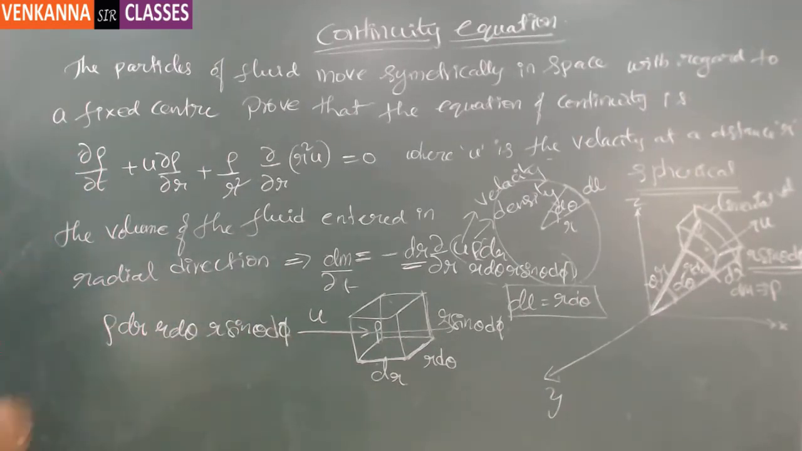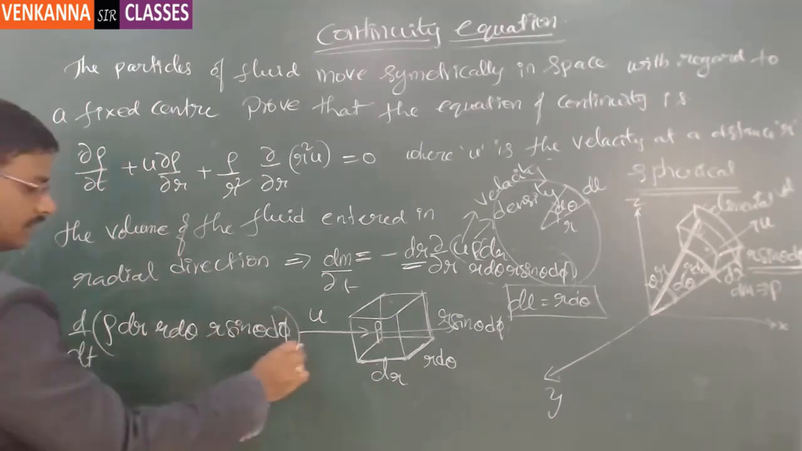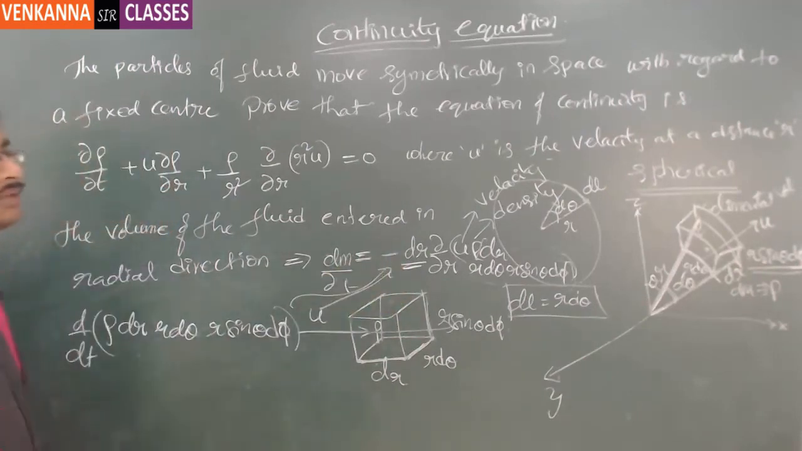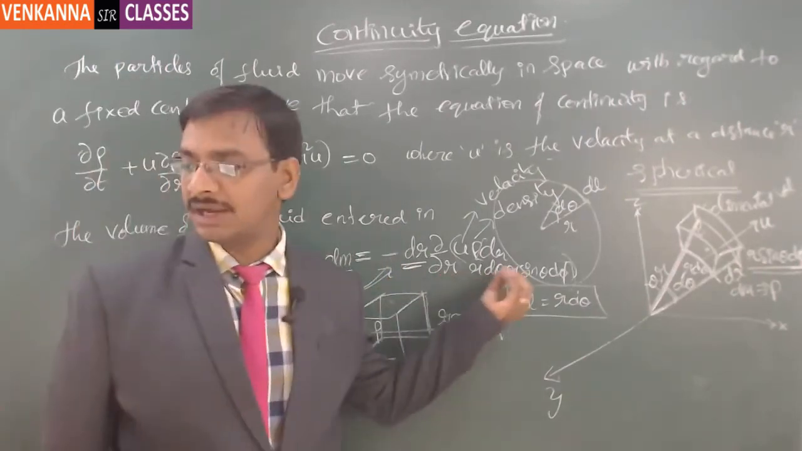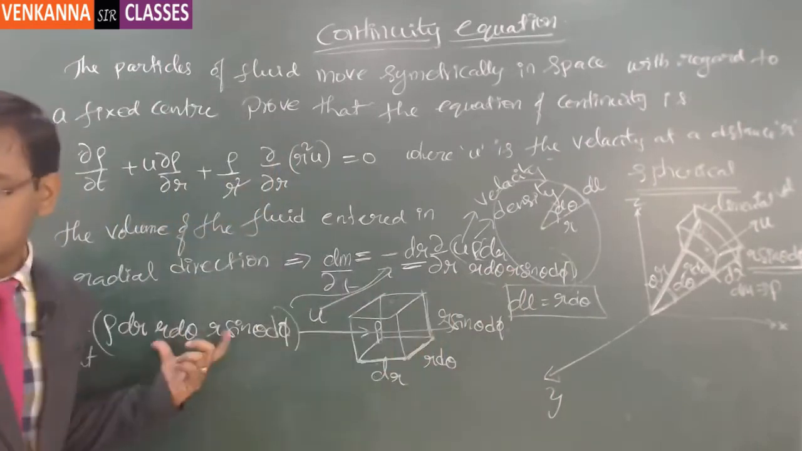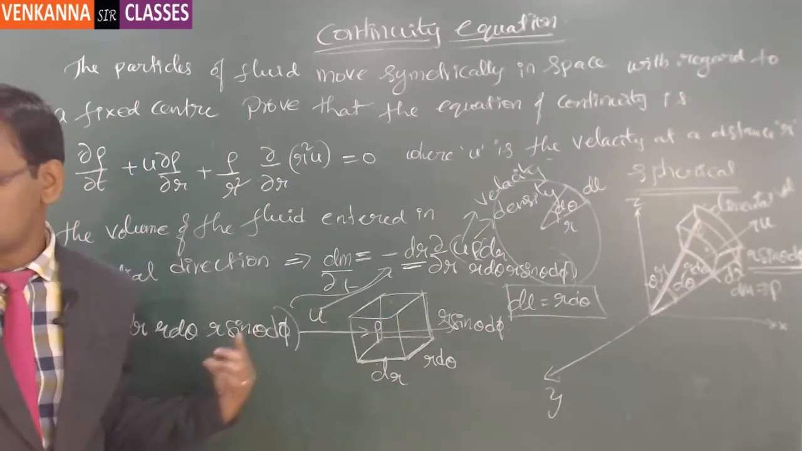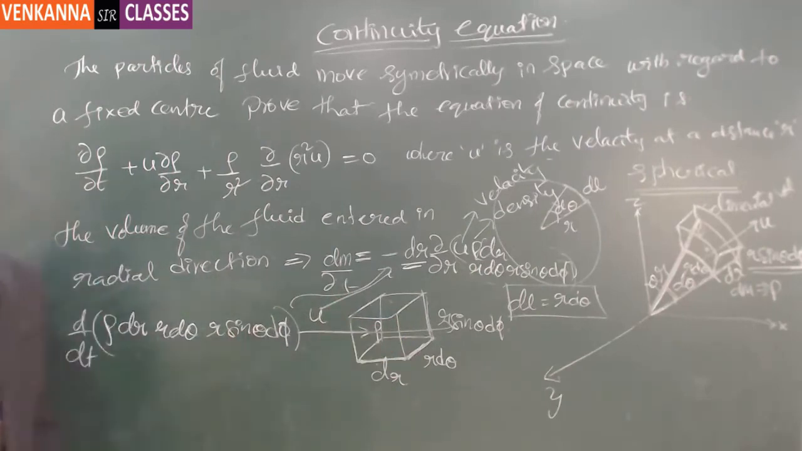Now the rate of change of mass, that is d by dt of mass, should be exactly equal to this quantity, because this is the mass of the fluid that is entering through all the surfaces. This is the change of the mass with respect to the volume that these surfaces are enclosing. Clear? Any questions on this?